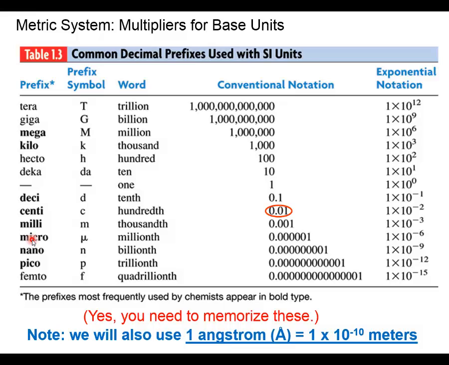I'll pick a variety. I'll make sure you know the difference between a lowercase m for milli, for a 1,000th of a base unit. I'll make sure you know that it's different than a capital M for mega, which is a million times the base unit. So make sure you know those.